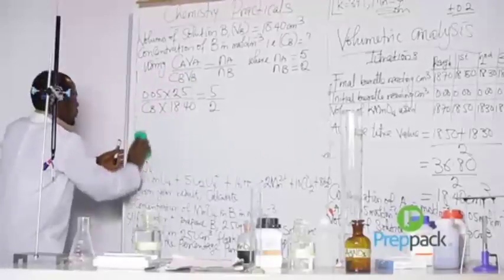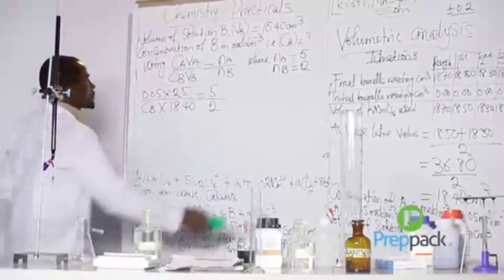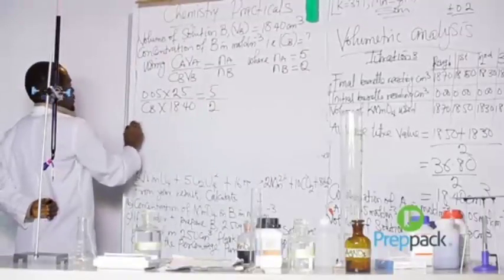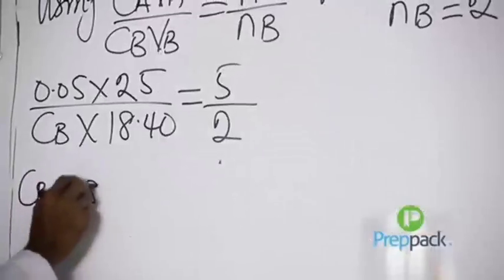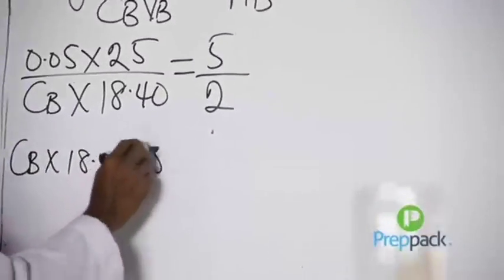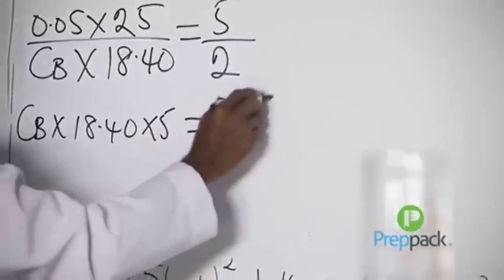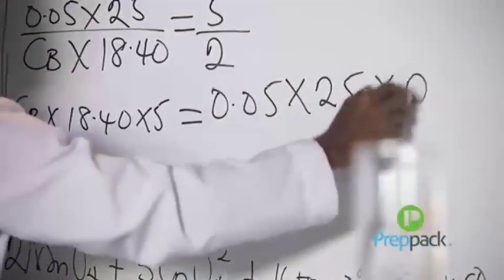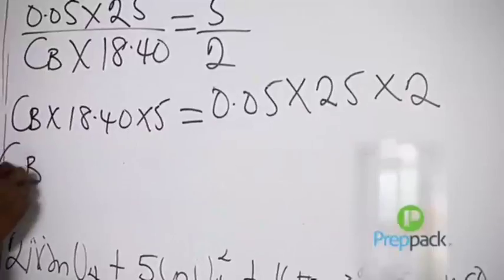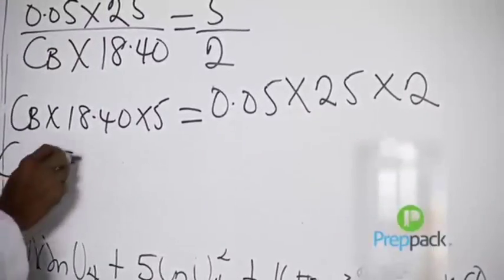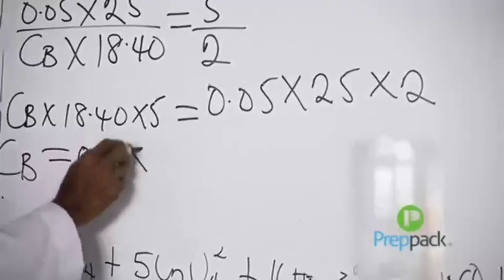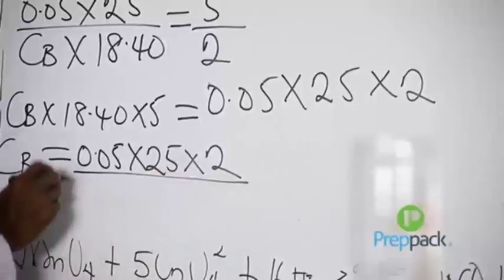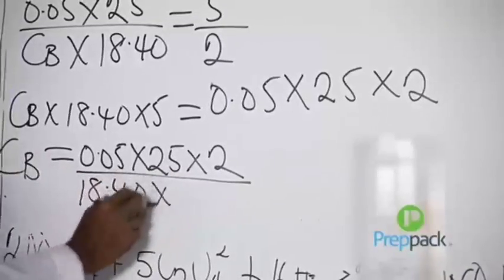Making Cb the subject of the formula, Cb multiplied by 18.40 multiplied by 5 is equal to 0.05 multiplied by 25 multiplied by 2. So our Cb, which is the concentration of B, becomes 0.05 multiplied by 25 multiplied by 2 over 18.40 multiplied by 5.